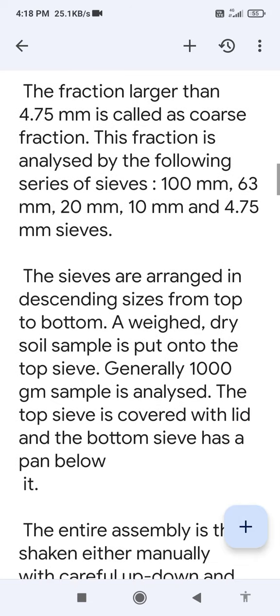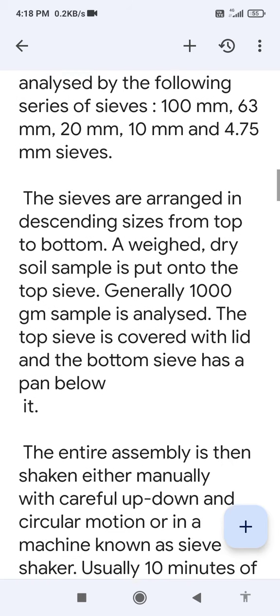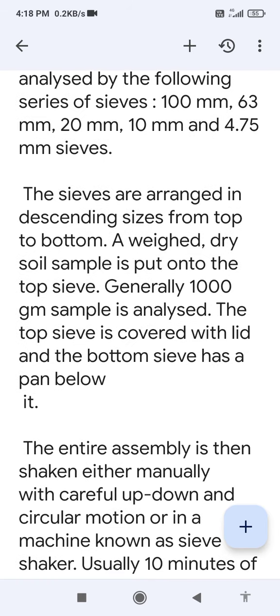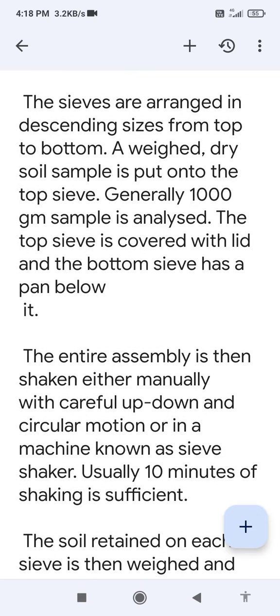The fraction larger than 4.75 mm is called the coarse fraction. This fraction is analyzed by the following series of sieves: 100 mm, 63 mm, 20 mm, 10 mm and 4.75 mm sieves. The sieves are arranged in descending sizes from top to bottom. A weighed, dry soil sample is put onto the top sieve. Generally 1000 gm sample is analyzed.